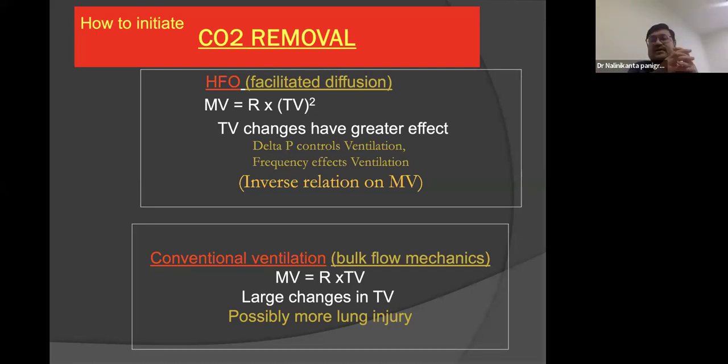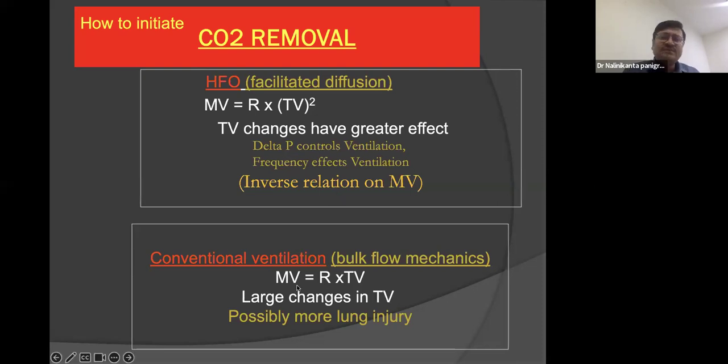So my point here: frequency influences the tidal volume greatly. The minute ventilation is directly proportional to the tidal volume squared here. So a huge variation happens in minute ventilation. So be careful when you're choosing frequency. But frequency and delta P both influence your minute ventilation, which again influences your carbon dioxide removal.